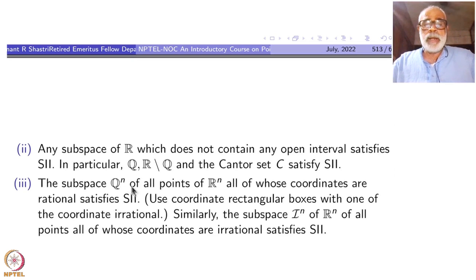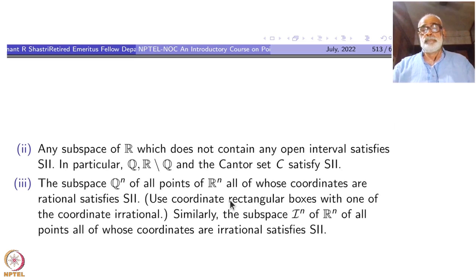The subspace Q^n of all points in R^n, all of whose coordinates are rational. Q is contained inside R, you take Q^n contained in R^n. That also satisfies S2. All that I have to do is, given a point, use coordinate rectangular boxes with one of the coordinates irrational, then the entire box will not be inside Q^n. So the boundary of this entire open box will be empty as far as Q^n is concerned. Similarly, the subspace I^n of R^n of all points whose coordinates are irrational, the other way around. This is not the complement, by the way. Here all points are rational, here all points are irrational. So the argument is the same thing. So this also satisfies S2.